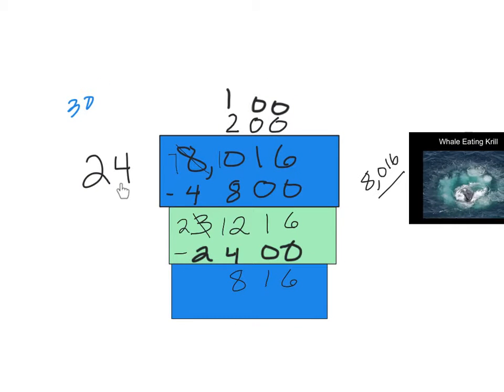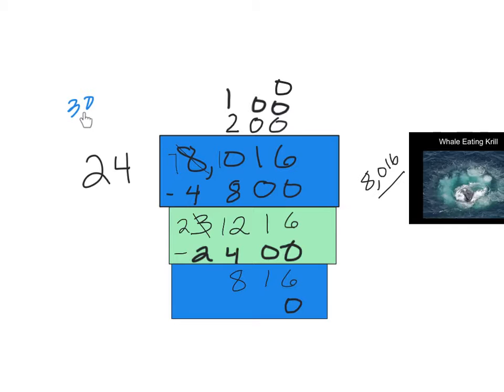And we can see that 24 cannot fit into 8, but it can fit into 81. So I'm going to add a place value holder by putting a 0 up here. And then 0 times 24 will give me a 0 down here. And now it's clear to see that I'm working with the 81 right here.